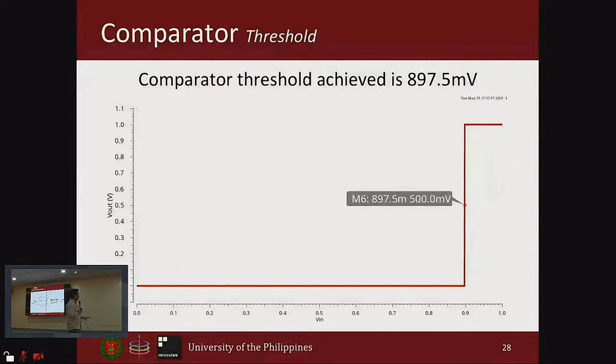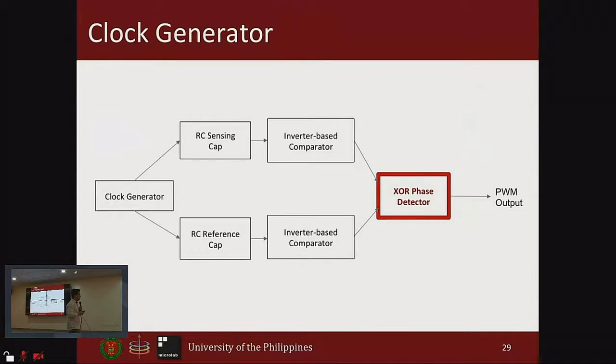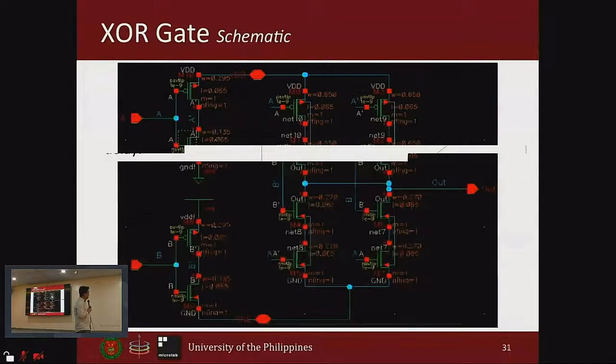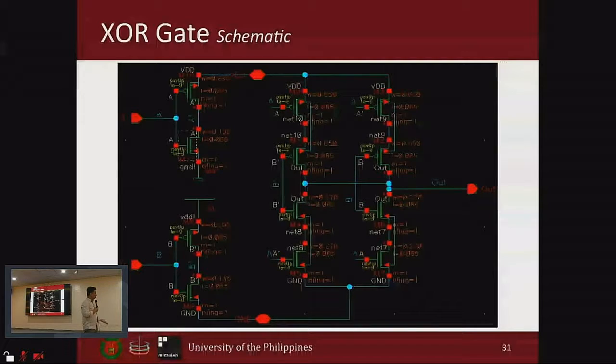Finally, to generate the output phase, we implemented an XOR circuit wherein the maximum allowed delay should have the same pulse width and should be able to charge to voltage high before the cap discharges. In terms of delay, this is around 200 nanoseconds. This is your standard XOR gate. It is a full complementary implementation, so all available inputs are also provided, whether that's A bar, B, and B bar.